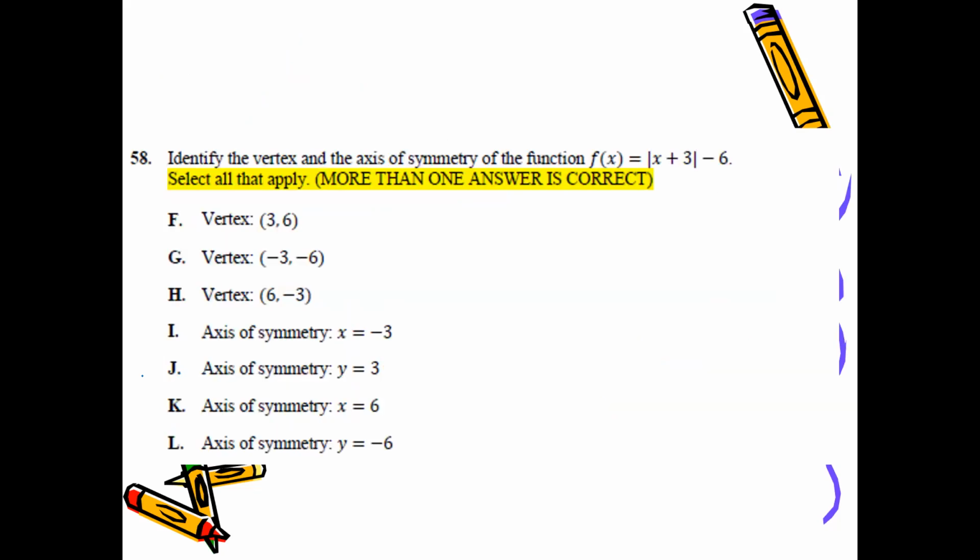All right, let's go over one more, you guys. Number 58, and then we'll stop right there. It says identify the vertex and the axis of symmetry for this function. Vertex is the first one, is h, k. Axis of symmetry is x equals h. So you want to copy that part down first.